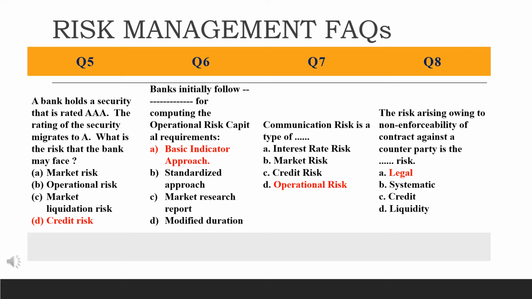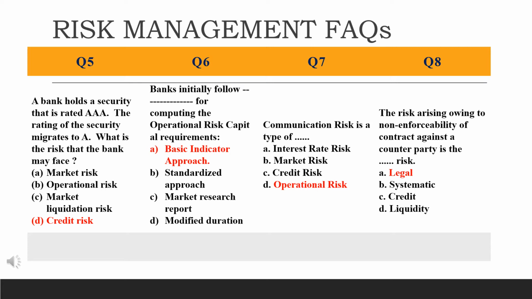The next question is, banks initially follow dash for computing the operational risk capital requirements. Which method is the bank following? There are 4 options given. The first is basic indicator approach. Second is standardized approach. Third comes the market research report, and the fourth is the modified duration.